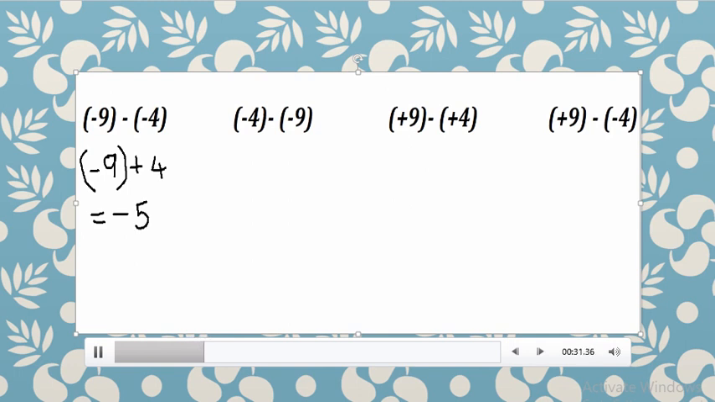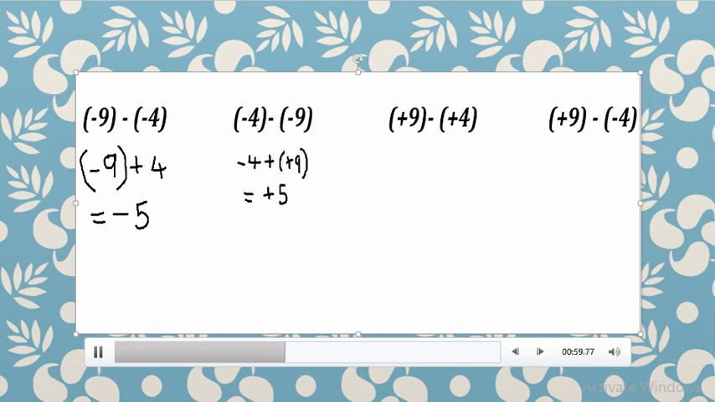Let us see this example. -4 minus -9. Here to subtract -9 from -4 is to add its opposite number to the other number. So what is the opposite number of -9? It is +9. So -4 plus 9 is +5. So the answer that we get is +5.